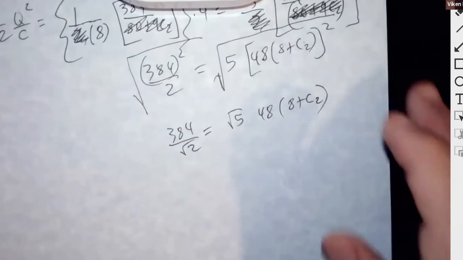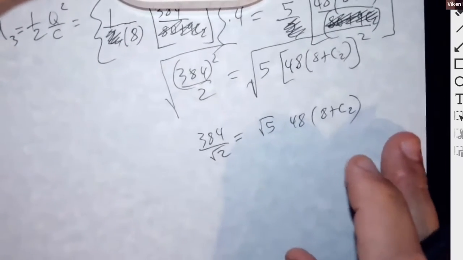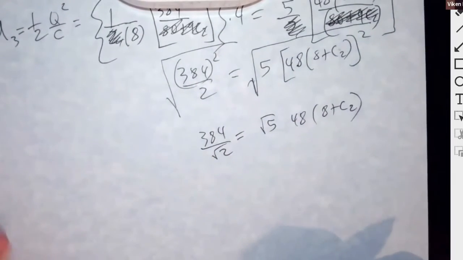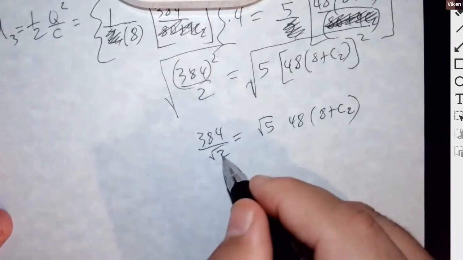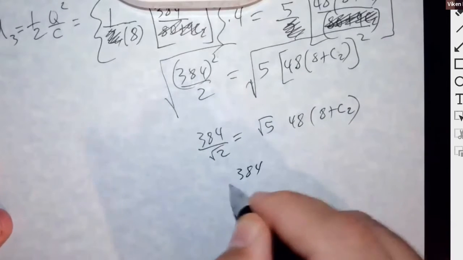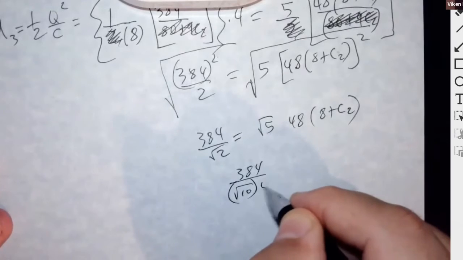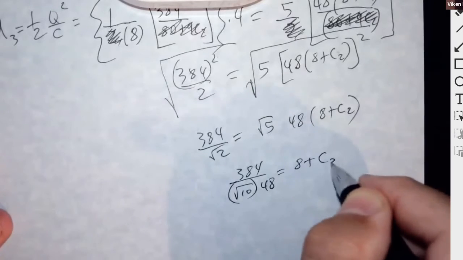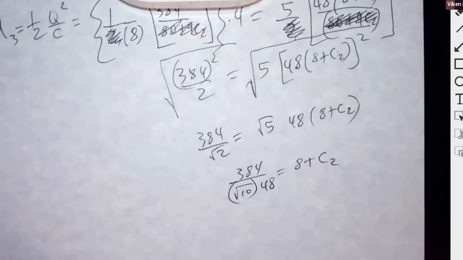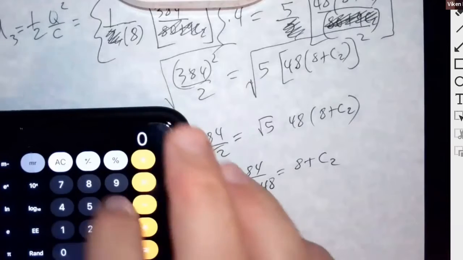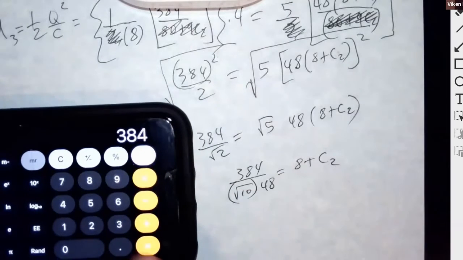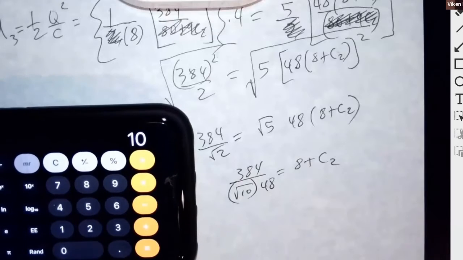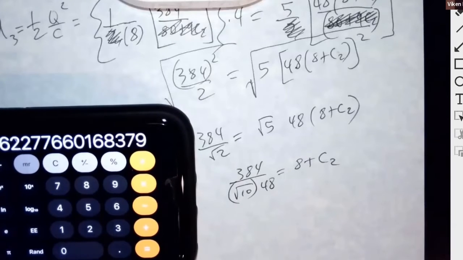Okay, nice. Sorry it's tilted because I'm a right-handed person. It keeps going this way. Okay, so then we just bring everything down here. 384 over square root of 10, 48, 8 plus C2. 384 divided by 48 divided by 10, square root.